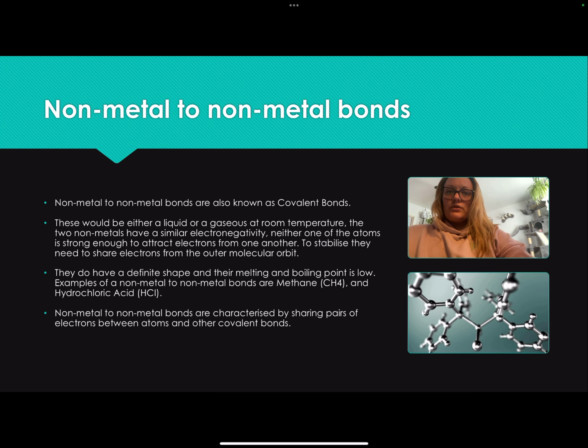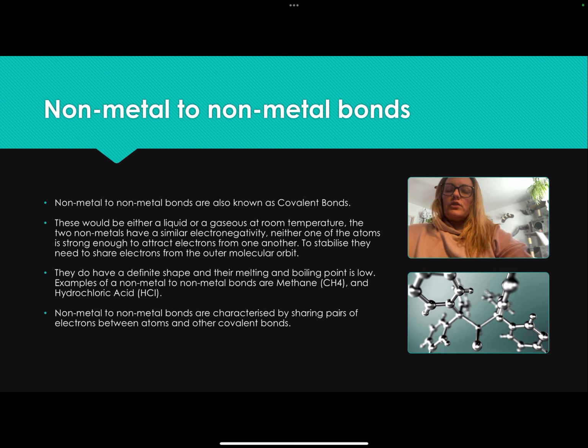Non-metal to non-metal bonds. A non-metal to non-metal bond is also known as a covalent bond. These would be either a liquid or a gas at room temperature. The two non-metals have a similar electronegativity. Neither one of the atoms is strong enough to attract electrons from the other. To stabilize this, they need to share electrons from the outer molecular orbit. They do not have a definite shape and their melting and boiling point is low.